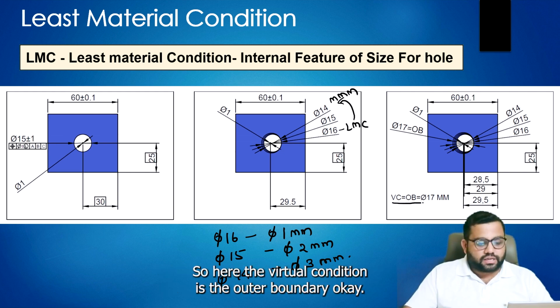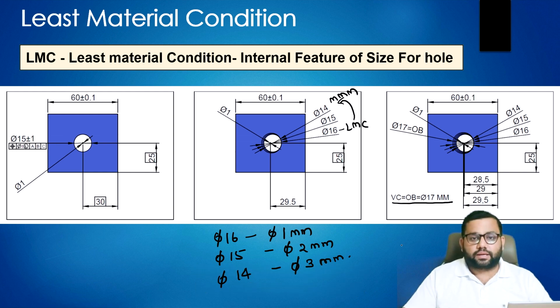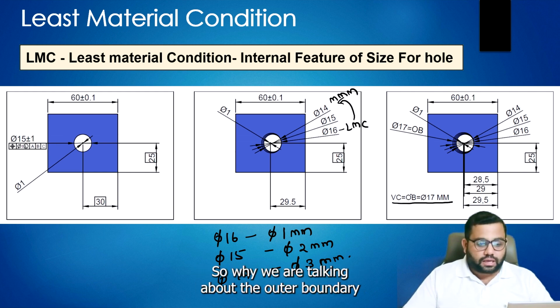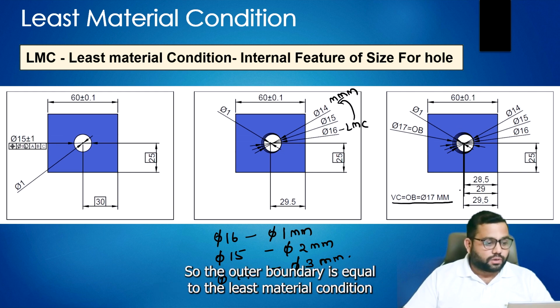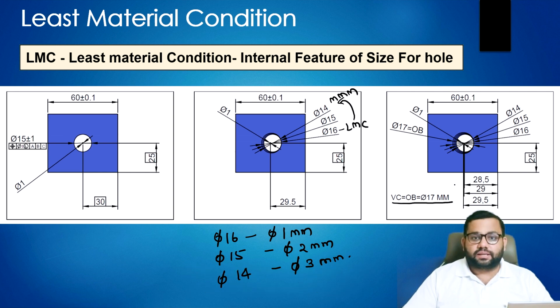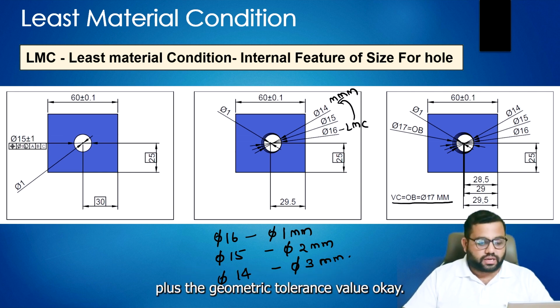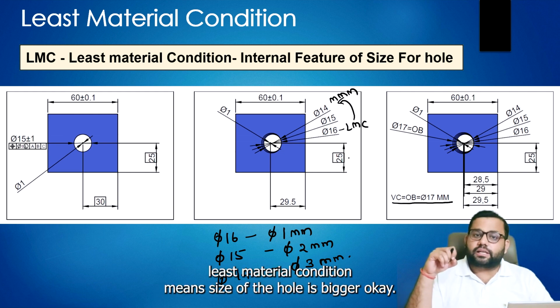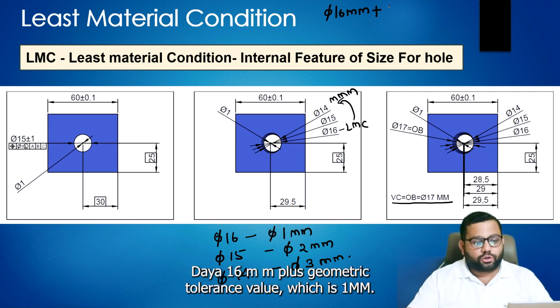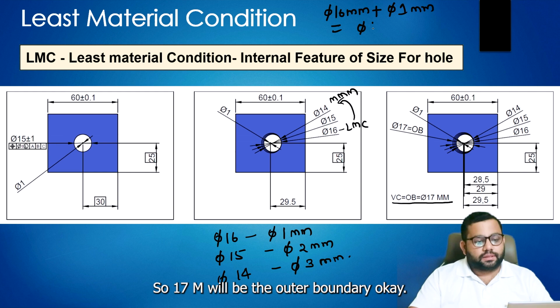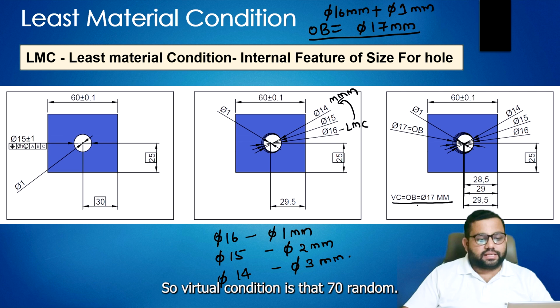So here the virtual condition is the outer boundary. Why are we talking about the outer boundary in this case, not the inner boundary? The outer boundary is equal to the least material condition plus the geometric tolerance value. The bigger the hole, the least material condition means the size of the hole is bigger. So in this case, dia 16 mm plus the geometric tolerance value, which is 1 mm, so 17 mm will be the outer boundary. So the virtual condition is 17 mm.